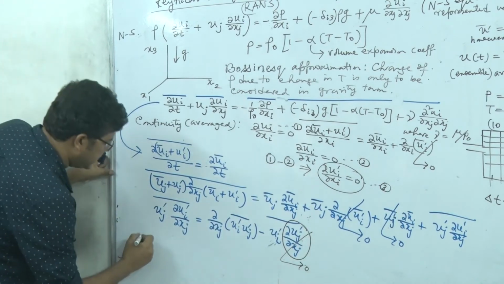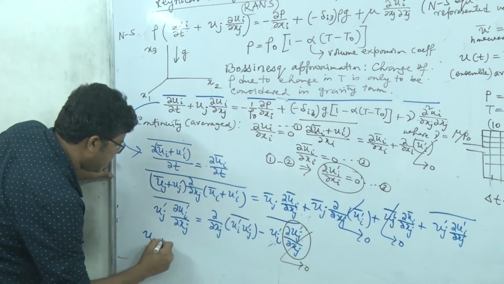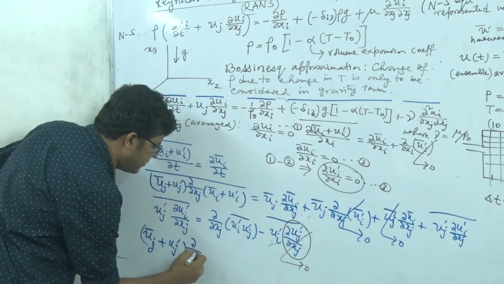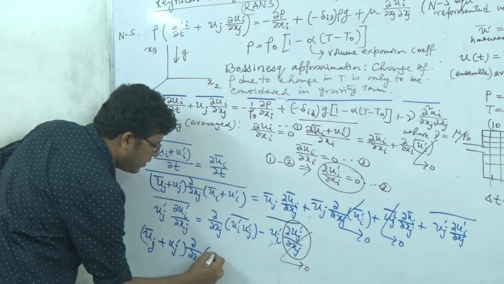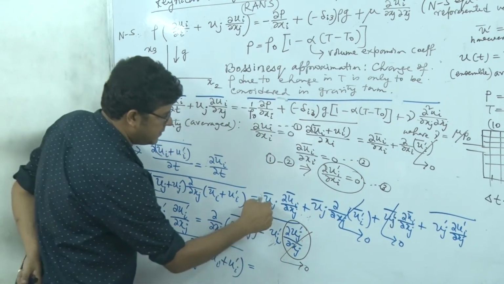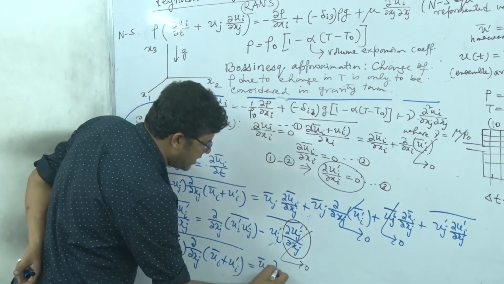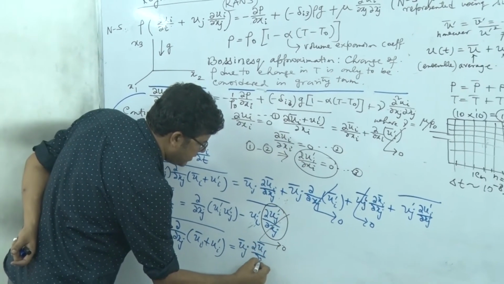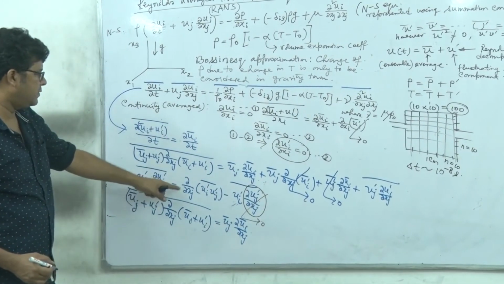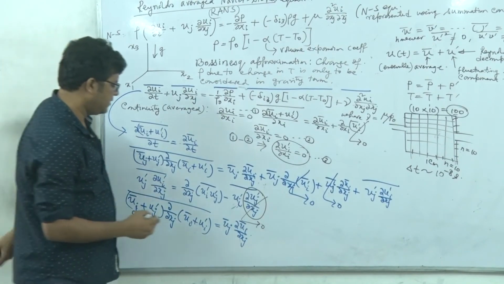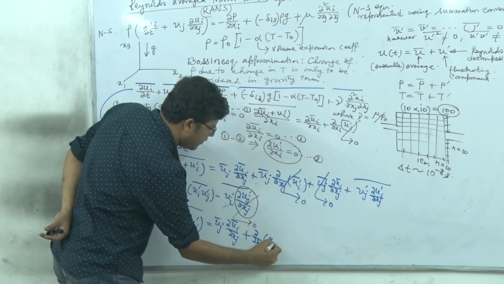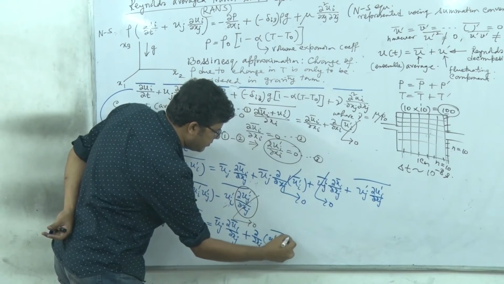So we can write that uj bar plus uj prime, times del xj of ui bar plus ui prime, average of that, is basically equal to this term uj bar del ui bar del xj, plus del xj of ui prime uj prime average.